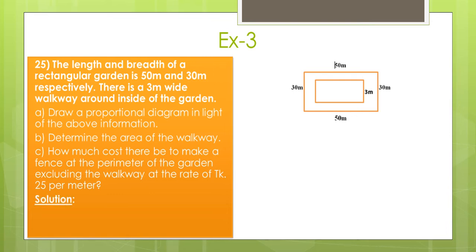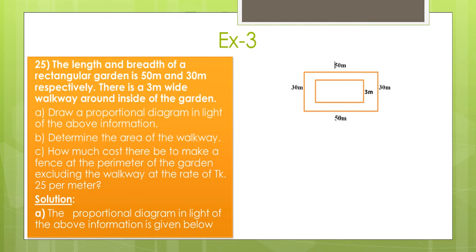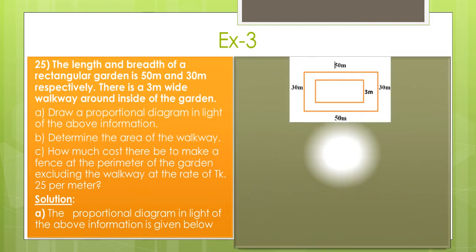Let's start the solution. The proportional diagram in light of the above information is given below. What does proportional diagram mean? Proportional diagram means there is no exact measurement. You can draw the picture. There is no need of exact measurement. As you can see on the right side, I draw a figure in light of the above information, that is the proportional diagram. In this figure there is no need to put the exact measurement.